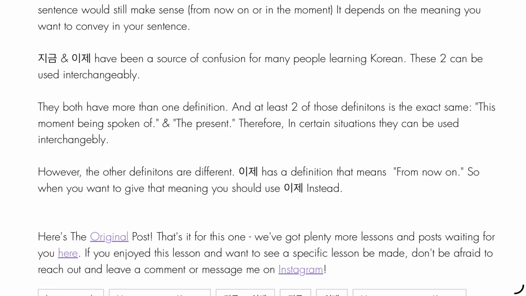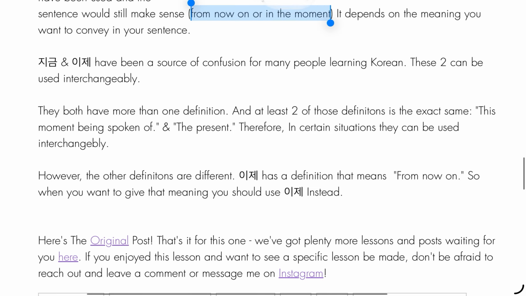I'm going to say it one more time, if you're confused. 지금 and 이제 both mean from this moment. They both mean in this exact moment that we're standing in right now. They both mean that. And 이제 has another meaning that means from this moment on, after this moment passes. It has that meaning too. So when you want to convey more closely, more specifically, that after this moment, I want something to be a certain way, you'll use 이제 instead. Okay.